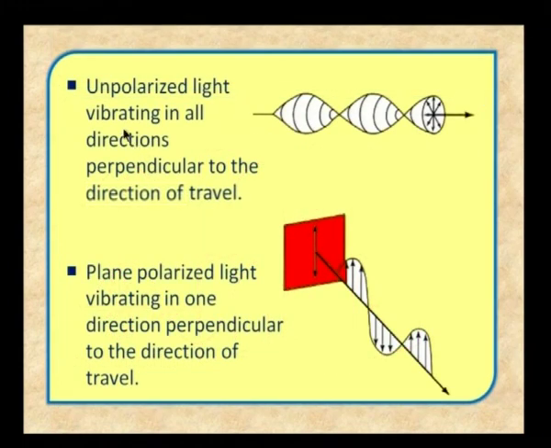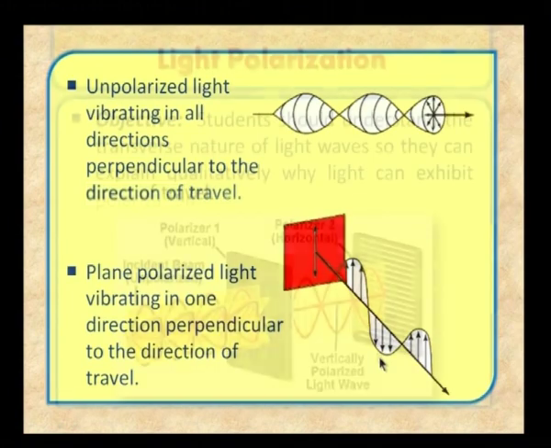The unpolarized light consists of vibrations in all directions, perpendicular to the direction of travel. You know, light wave is a transverse wave. Plane polarized light consists of electric vectors vibrating only in one direction perpendicular to the direction of travel. This is the direction of travel. Only in one direction, that is a particular plane. This is the plane of vibration.